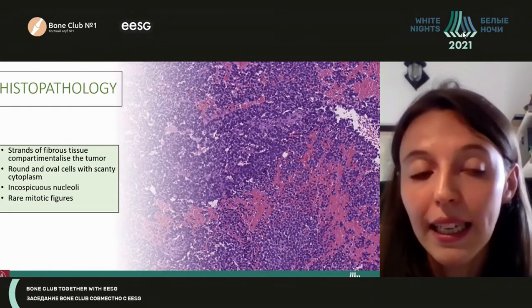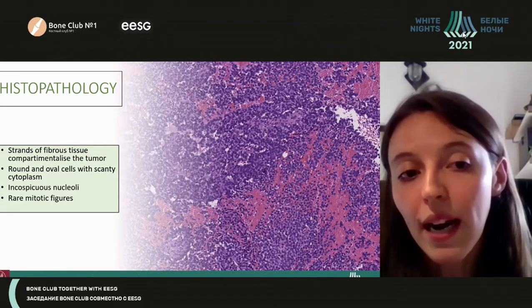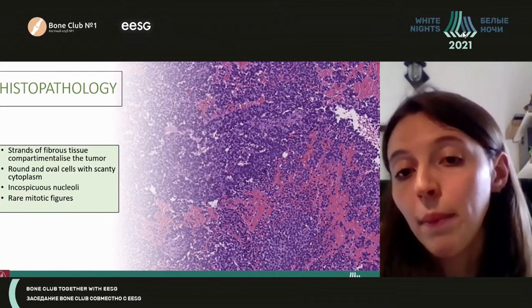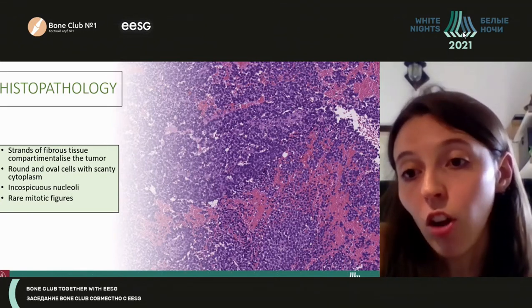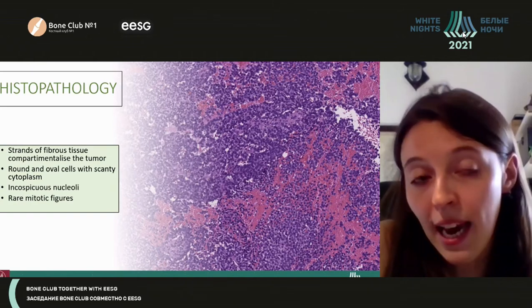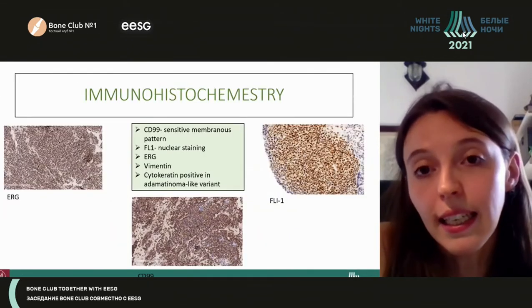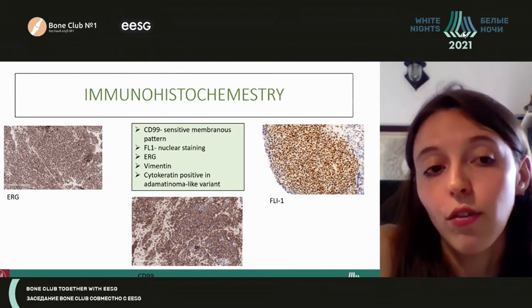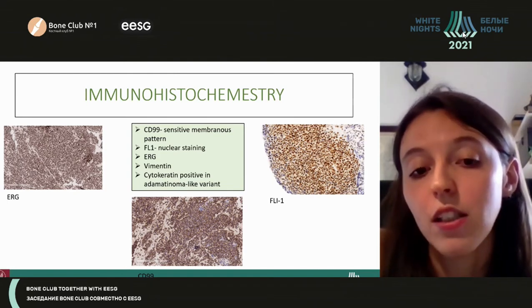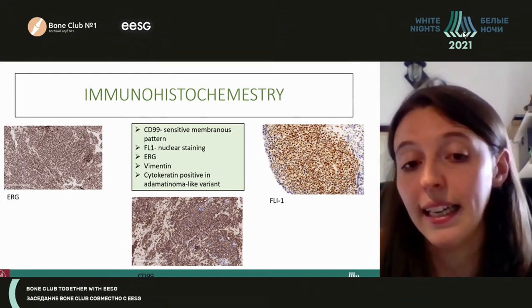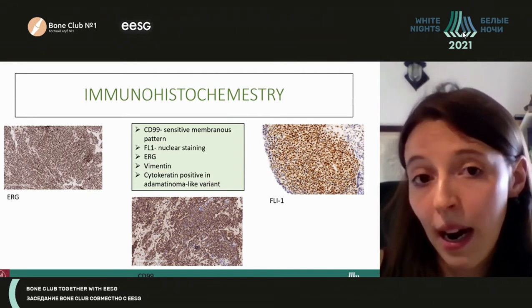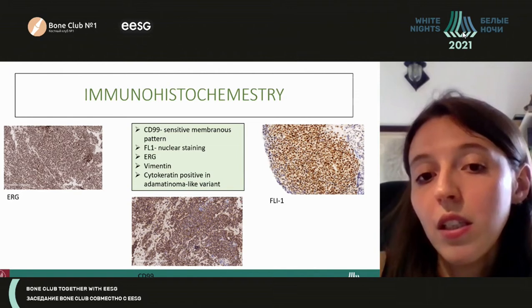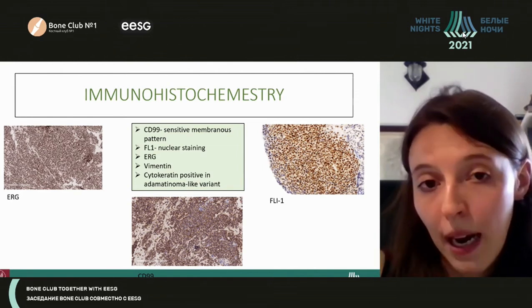And in our clinical case, we have rare mitotic figures, but I want you to remember that in some cases the mitotic activity can be high. The classical immunohistochemistry for Ewing sarcoma is, of course, CD99. CD99 is a quite sensitive marker, and it shows a diffuse membranous pattern.